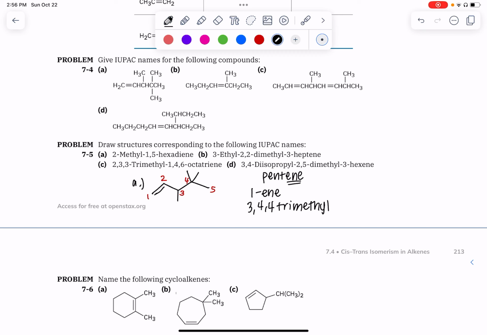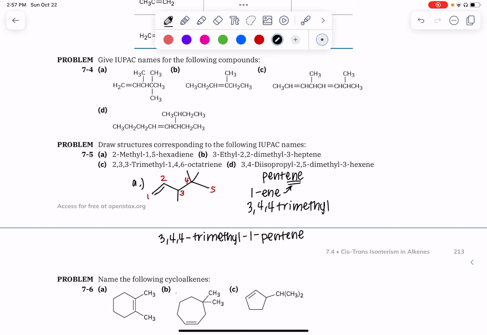All right, so I would say that we're going to put our ene towards the end. That doesn't get naming priority alphabetically, even though it's alphabetically higher than methyl. It's going to go towards the end by our ending or suffix. So we're going to say this is 3, 4, 4 trimethyl. And we can say this is 1 pentene.